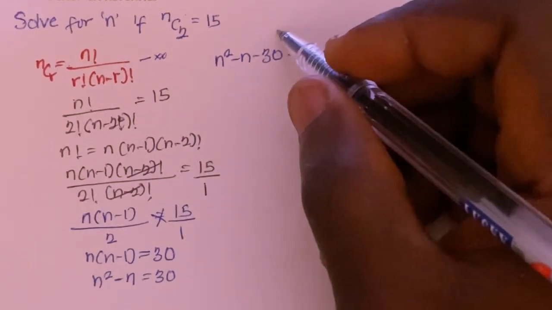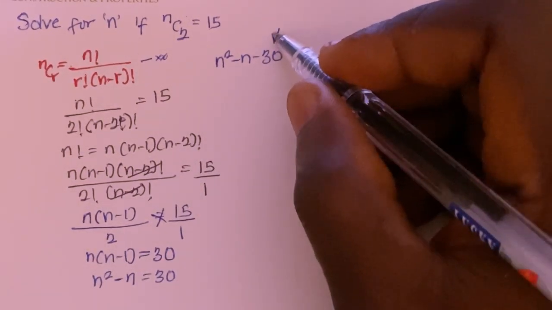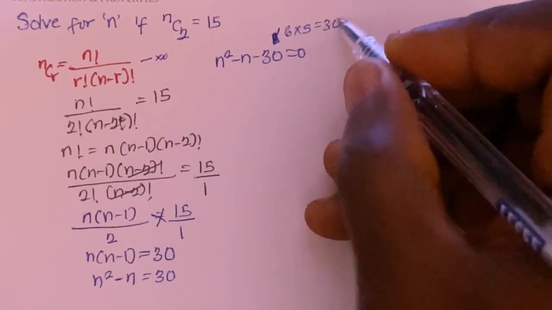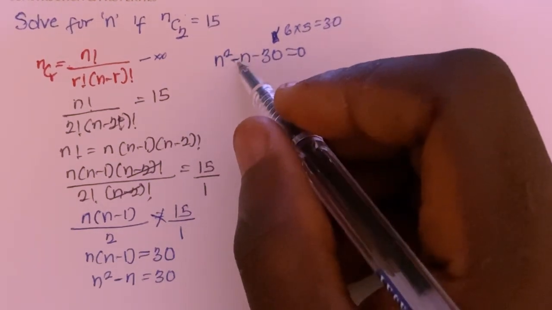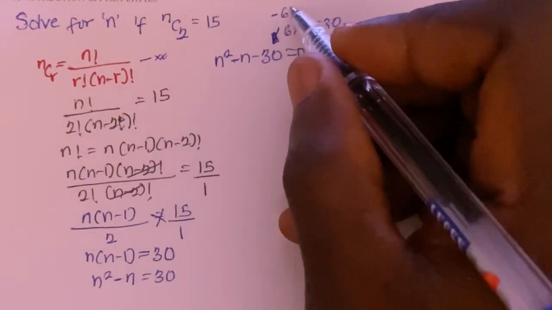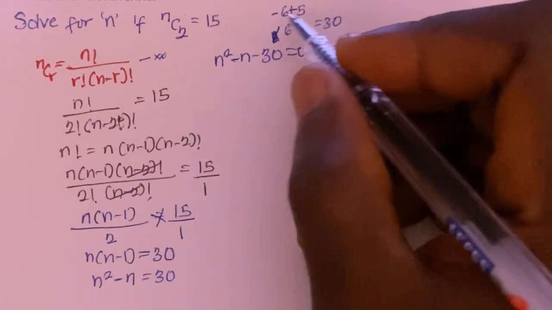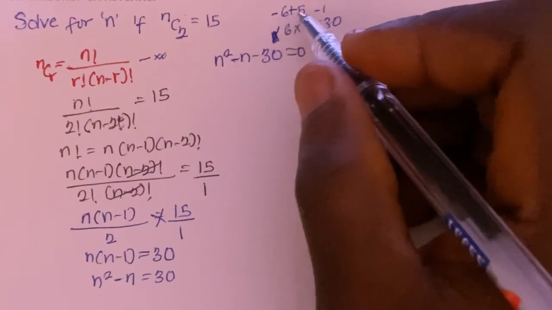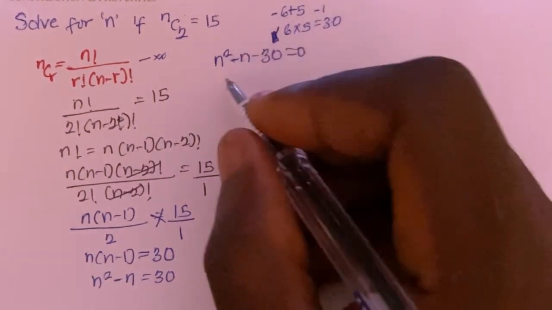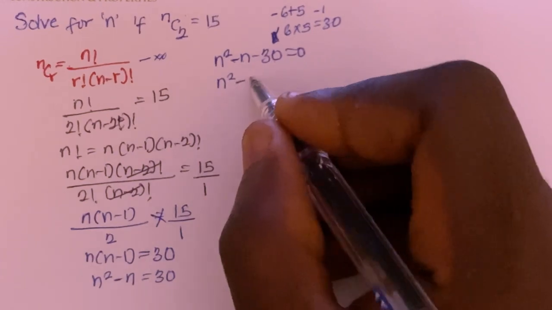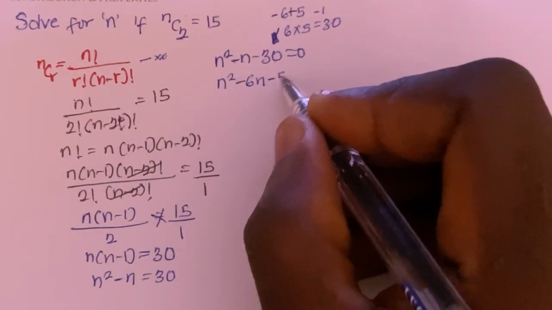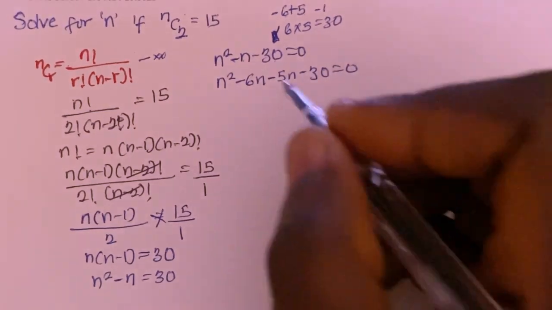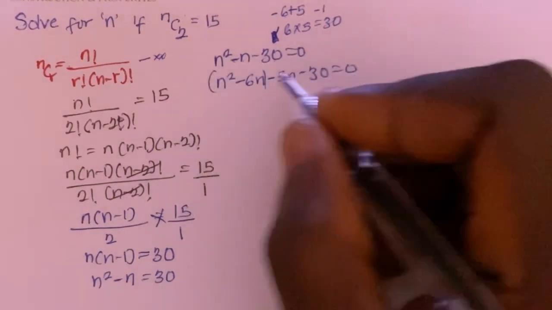I know that whenever I multiply 6 and 5 together, 6 multiplied by 5 is 30. Here I'm having minus n, which is minus 1n, but I can say this is minus 6 plus 5. Minus 6 plus 5 is minus 1, and minus 6 times 5 is minus 30. So I'm going to have n squared minus 6n plus 5n minus 30 equals 0.